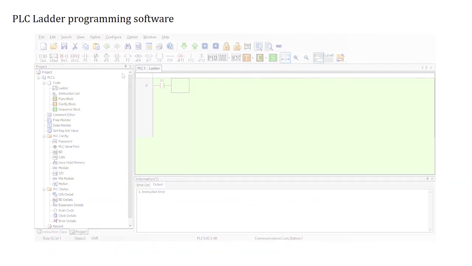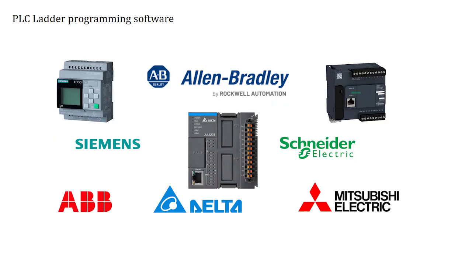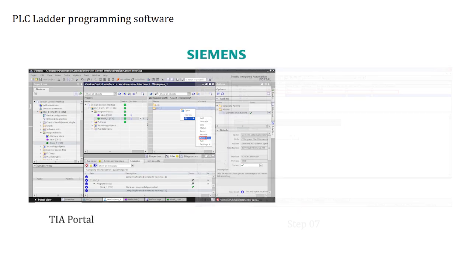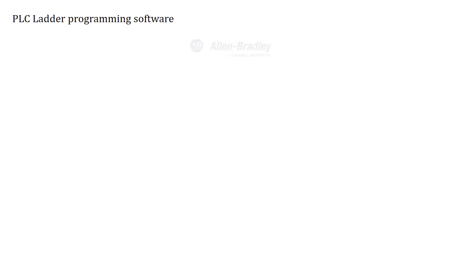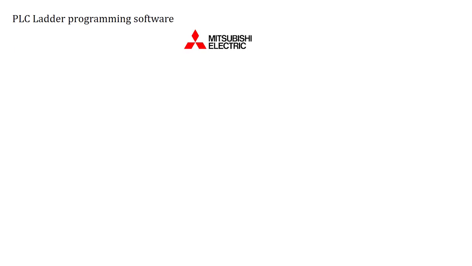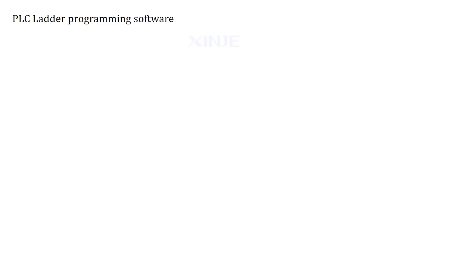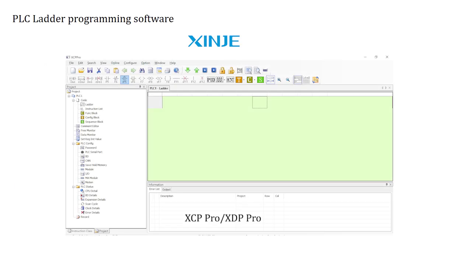Now you might be wondering, what software is used to program a ladder diagram? PLC programming software is provided by the PLC manufacturer. Let's look at some popular PLC manufacturers and their software for ladder programming. Siemens PLCs are programmed using TIA Portal or Step 7. Allen Bradley PLCs use RSLogix 500. Mitsubishi PLCs use GX Works 2 or GX Works 3. And Xinje PLCs use XCP Pro or XDP Pro.